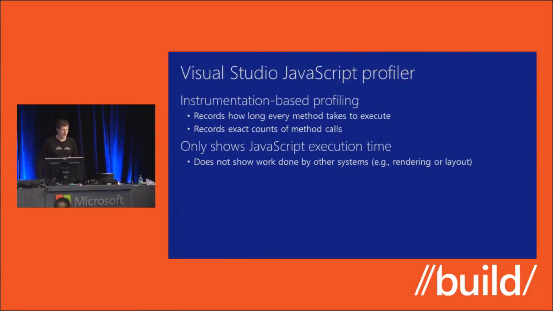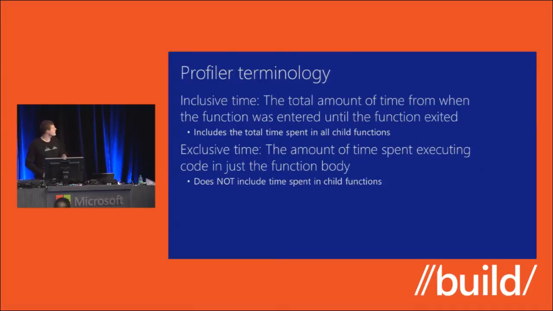One of the things, just two pieces of terminology that are very important in the profiler, that a lot of times people have a hard time understanding when they first see them, is this: we have two terms when we talk about the amount of time a function executed, and that is the inclusive time and the exclusive time.